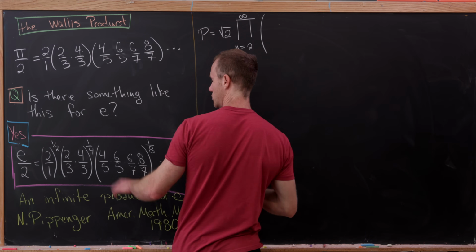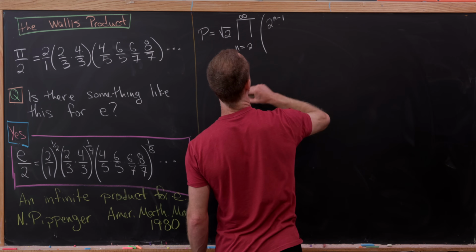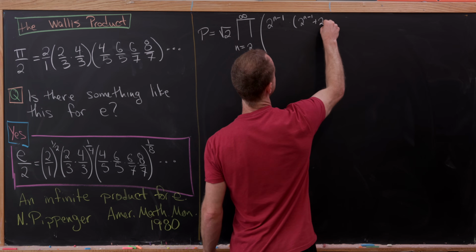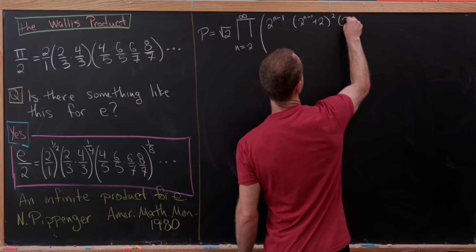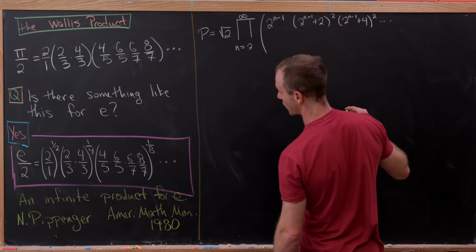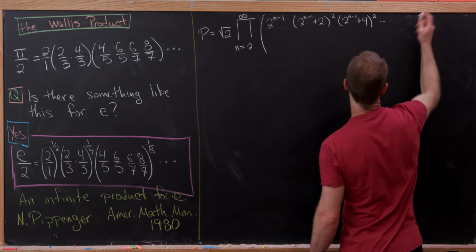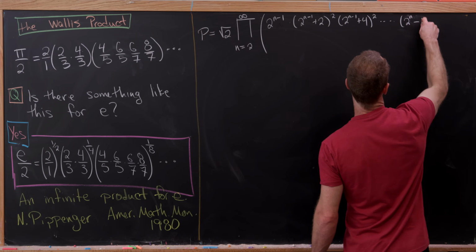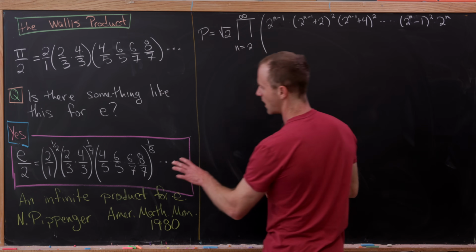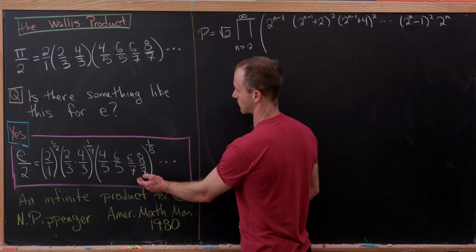Our numerator will look like this. We'll start with 2 to the power n minus 1. And after that, we'll have 2 to the n minus 1 plus 2, that'll be squared. And then 2 to the n minus 1 plus 4, that'll be squared. Ending way up here at 2 to the n. And right before that, we have 2 to the n minus 1, and that'll be squared, times 2 to the n. Okay, so maybe the best way to see that this is the right pattern is to look at this term right here.